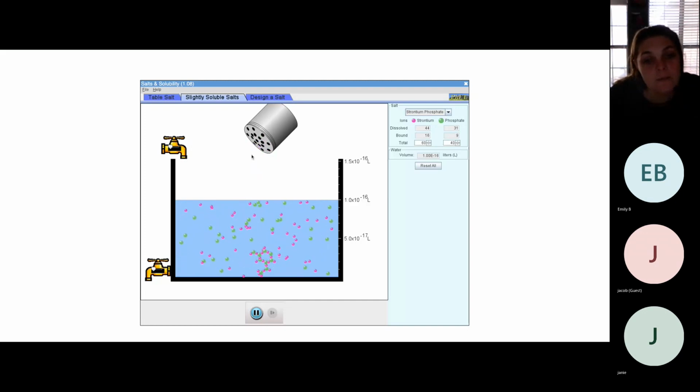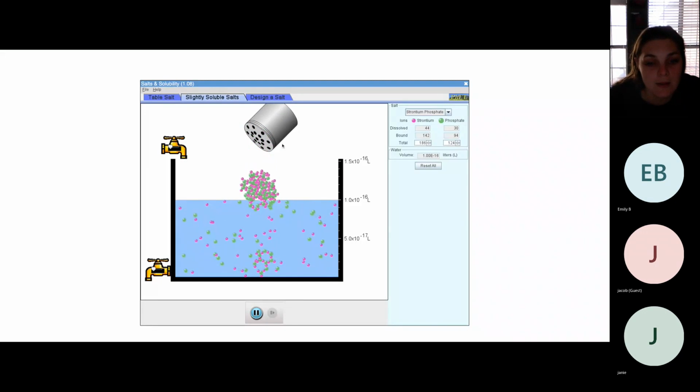So this solution, since it can't hold anymore, and even if I add more, we'll see what happens. See how it's not breaking apart? It's just kind of sinking to the bottom, right?